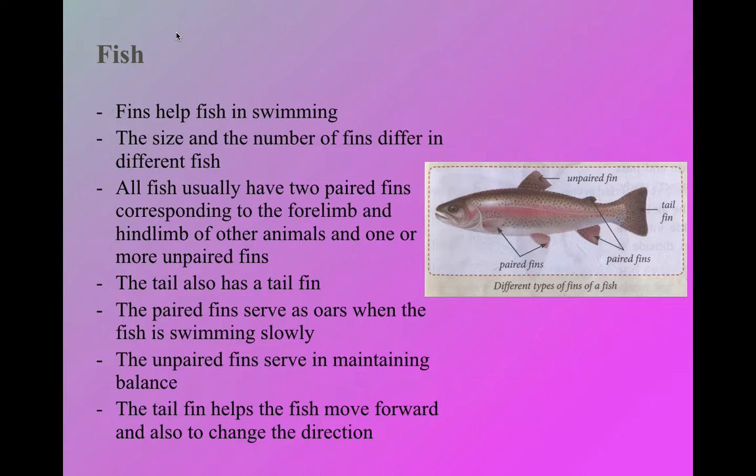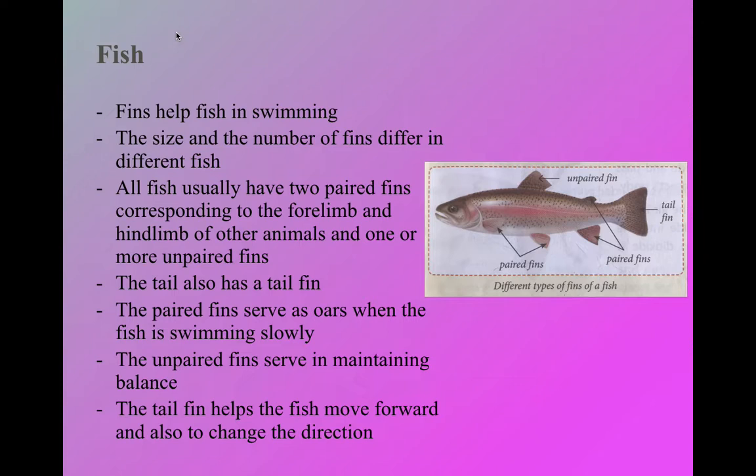Have you seen fish moving about in water? Do they have limbs like other animals? You can see certain other structures with which they move. These are the fins. Fins help fish in swimming. The size and the number of fins differ in different fish. All fish usually have two paired fins corresponding to the forelimbs and hind limbs of other animals and one or more unpaired fins. The tail also has a tail fin.